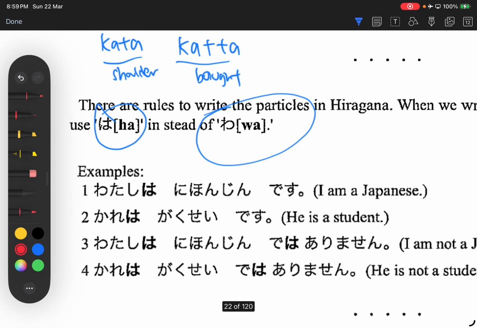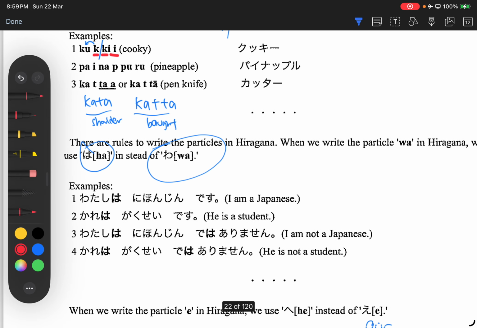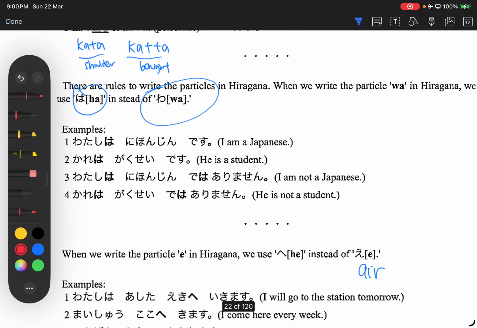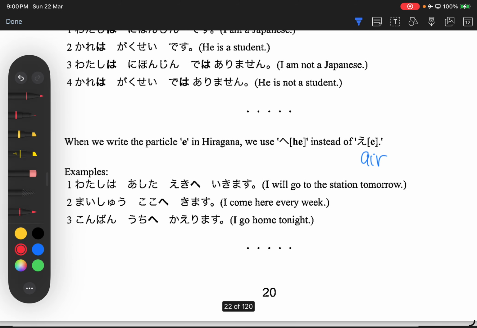Okay, moving on, they're just telling you over here, this ha character, when we use it as a particle, we will read it as wa. So ha, we will read as wa if we use it as a particle. I'll tell you what a particle is, but roughly you can see that this is wa, wa, wa. We don't really read it as ha, we read it as wa. We will learn this in a while, maybe the next lesson, so don't worry too much.